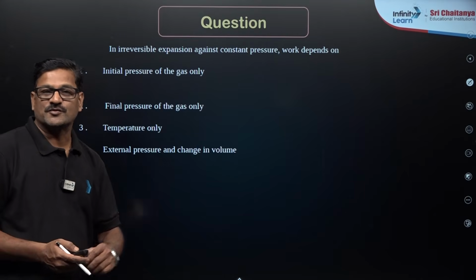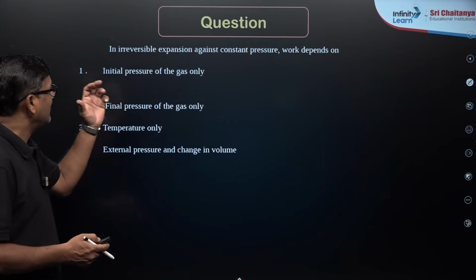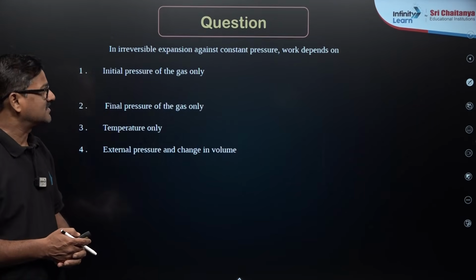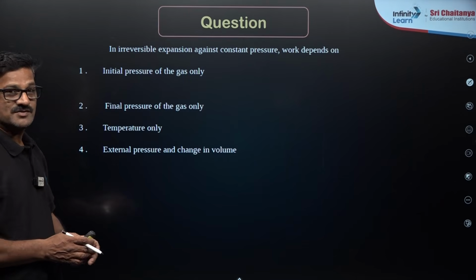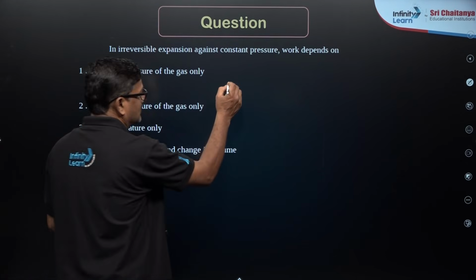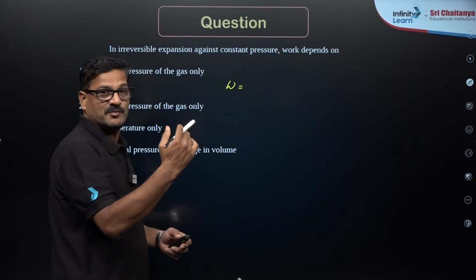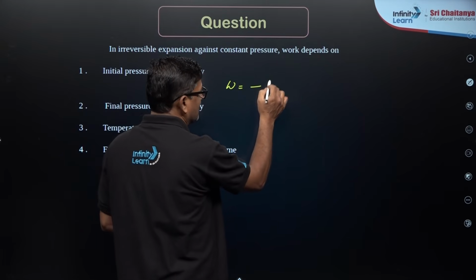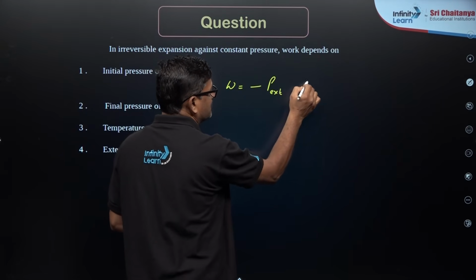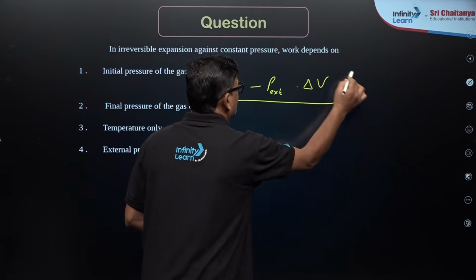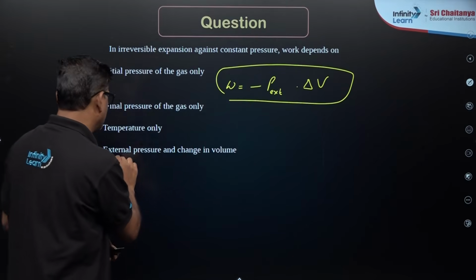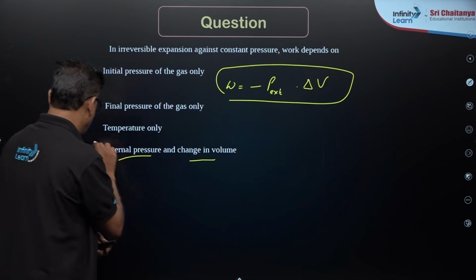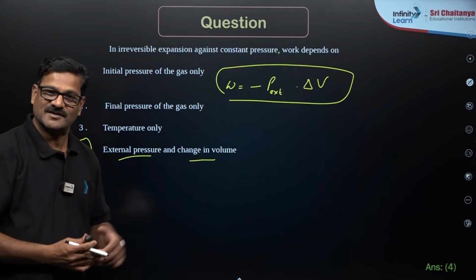Students, it's a direct question from thermodynamics. It is given irreversible expansion against constant pressure, work depends on. So work done for an irreversible process is minus P external into change in the volume. So it depends on external pressure and the change in the volume. Option 4 is the correct answer for this question.